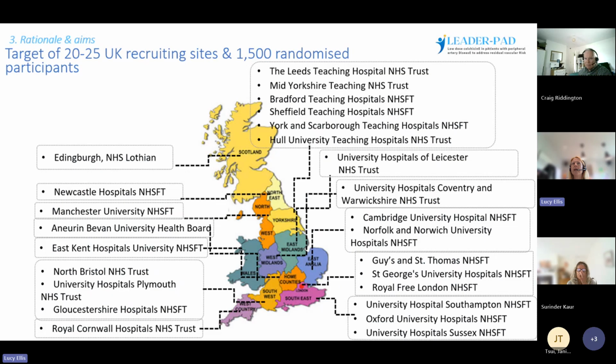In terms of the UK, this slide here just shows the sites we've been engaging with throughout the UK, and at the moment we're open in Leeds, Mid-York, Bradford, Sheffield, Hull, Leicester, Cambridge, Norfolk, Guy's, St George's, Southampton has already been opened, Sussex has been opened, and we've also got Plymouth open, Bristol, East Kent, and Edinburgh as well, and there's a few others on this list that are currently in setup like yourself.